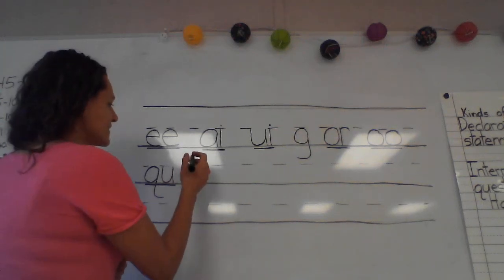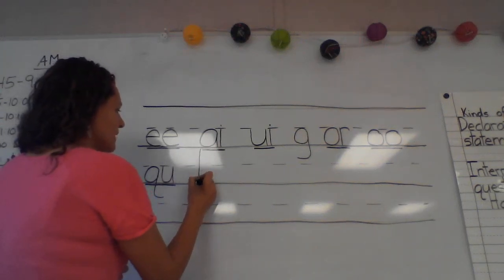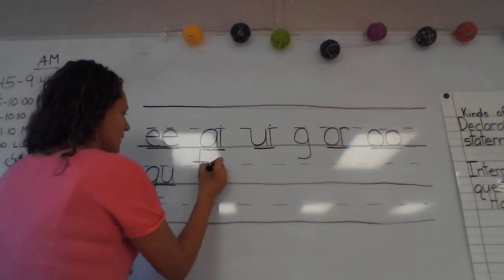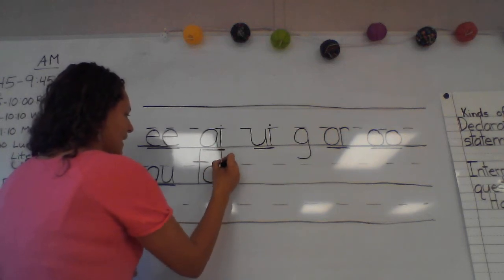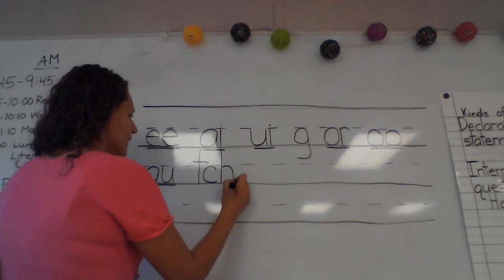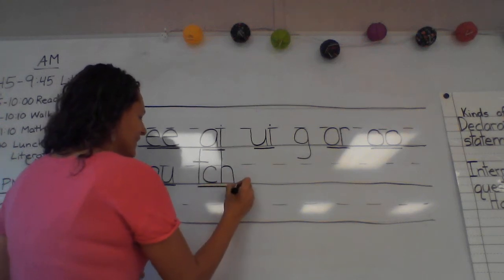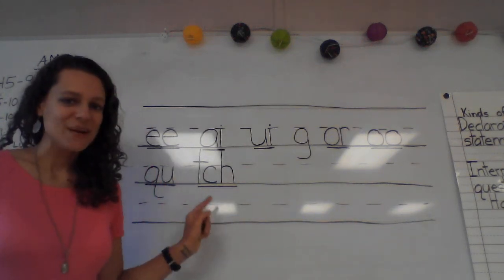All right, class, this is our ch, 3-letter ch, used only after a single vowel that says a, I, or a. Okay, so if you didn't have this, you know what to do.